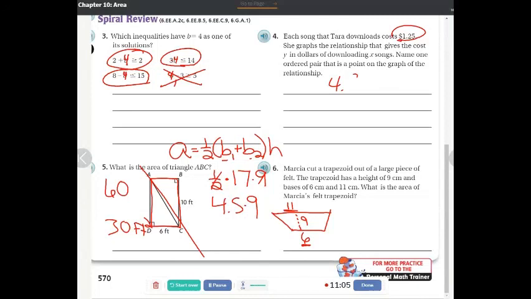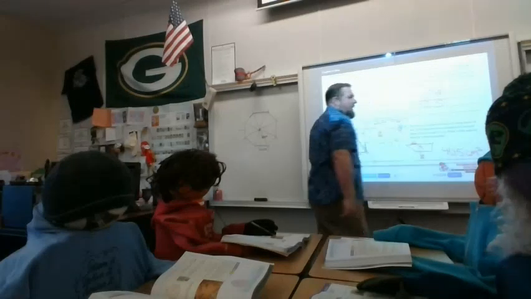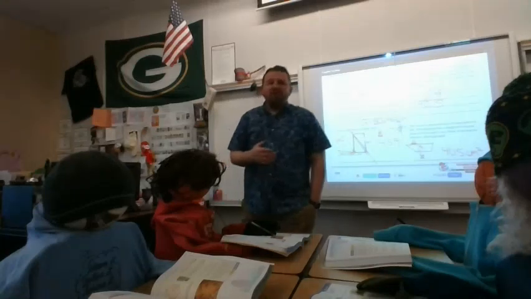4.5 times 9. 9 times 5 is 45. We regroup that 4. 9 times 4 is 36, plus 4 is 40. We've got 1 digit behind the decimal, so we have that up here as well. So that means your final answer for the area of your trapezoid is 40.5 centimeters squared. All right, so that's it for reviewing the homework.